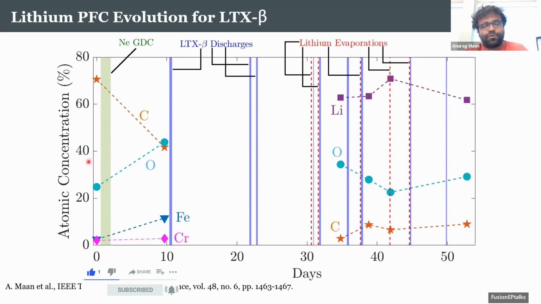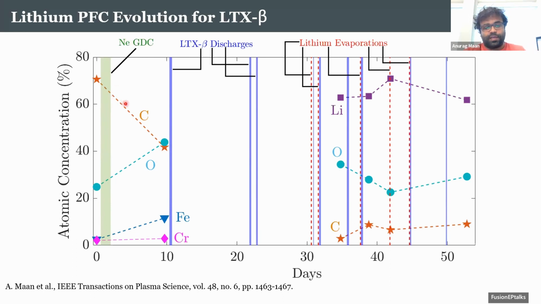This is from the first use of the sample exposure probe, where we started with bare stainless steel and exposed the machine and the sample exposure probe to a neon glow discharge conditioning cycle. And when we took a scan, we saw that the carbon reduced and the oxygen increased and the iron increased. This is likely from the neon glow discharge sputtering away the surface carbon.